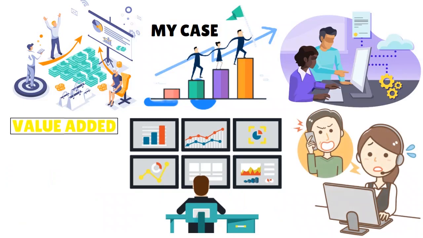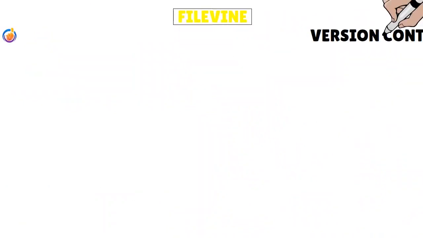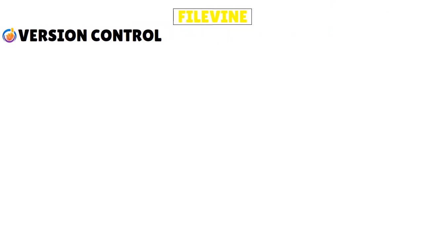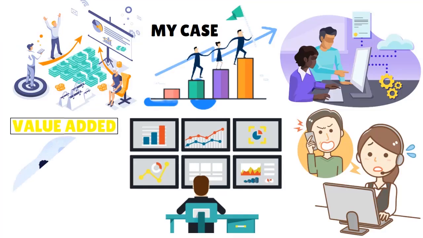When you think about Filevine, it really kicks a lot of butt when it comes to version control. So they add a lot of value when it comes to version control. So you are able to control all kinds of versions, especially when it comes to case matter and matter management.